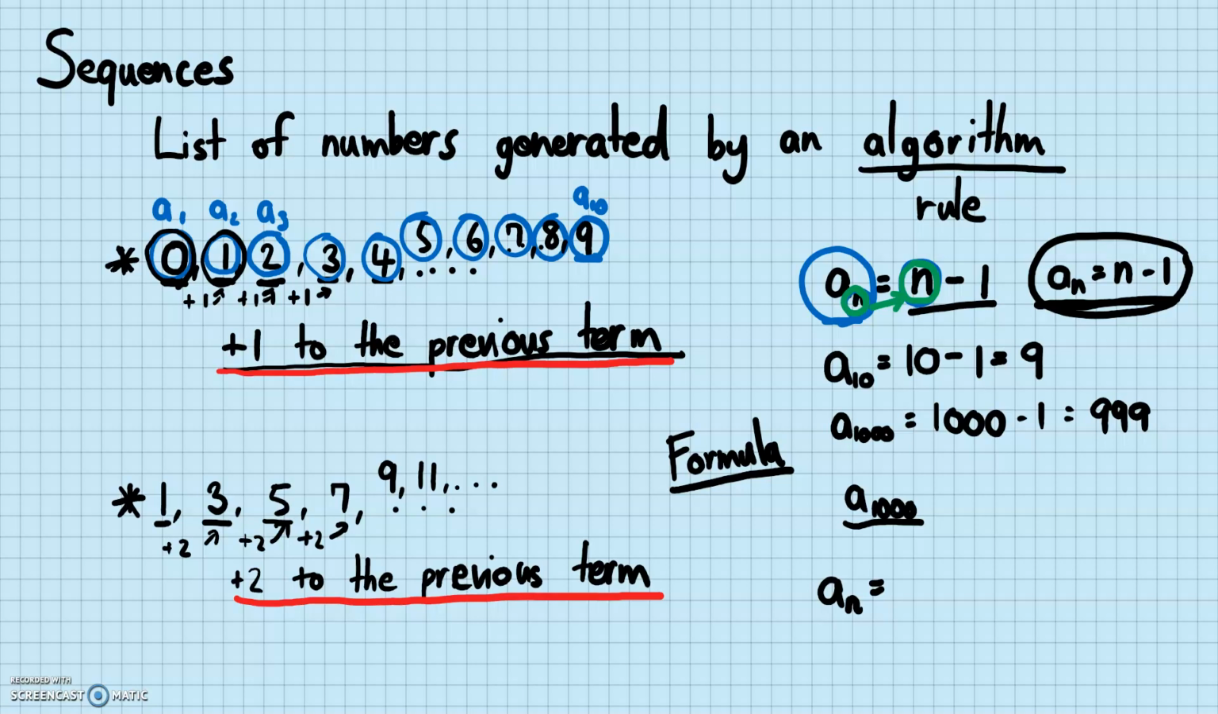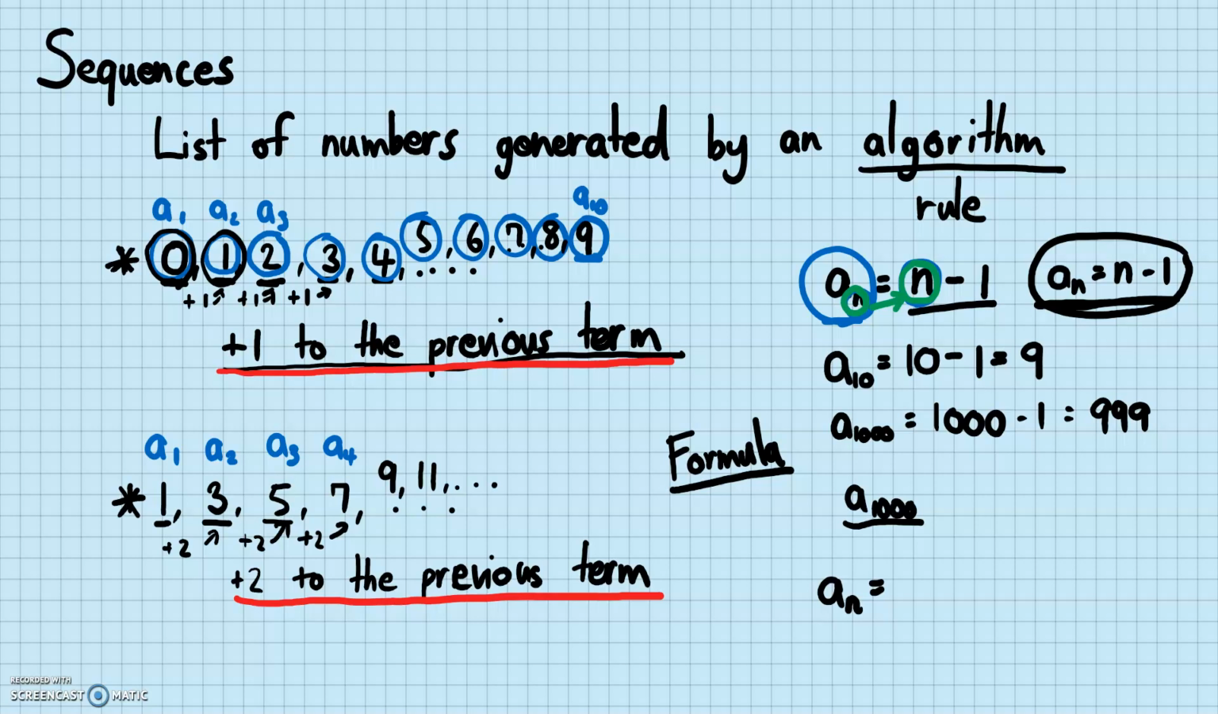So a sub 1, the first term, is a 1. The second term is a 3. Third term is a 5. The fourth term is a 7. So what is happening to each of these terms here? How do we generate the next term? Let me write the algorithm here.